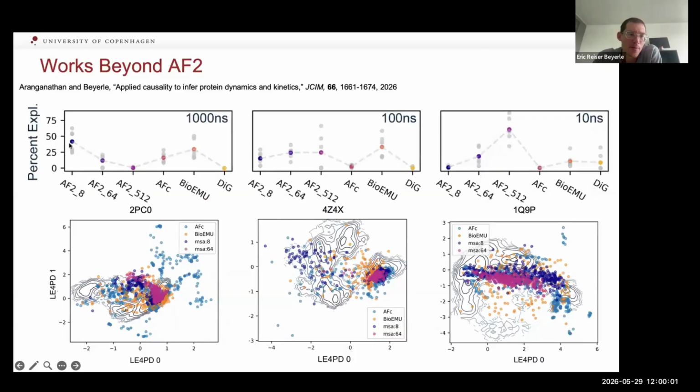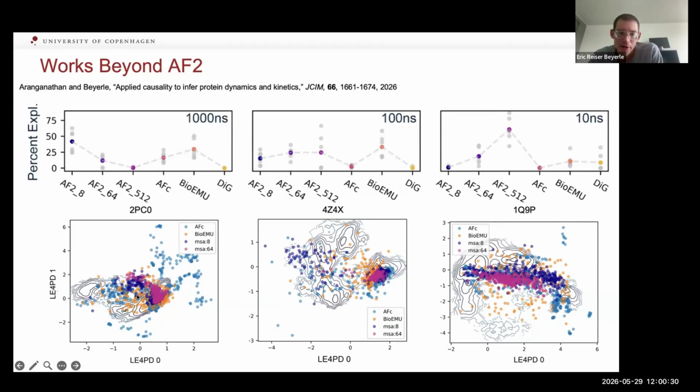But when we look at the percentage explained for these other generative models, we find that BioEmu is also pretty good. It's almost as good as AlphaFold 2 at describing the dynamics of the microsecond timescale. It's also the best at the 100 nanosecond timescale, whereas AlphaFold 2 with full MSA is still the best at approximating the protein ensemble at the 10 nanosecond timescale seen in MD.